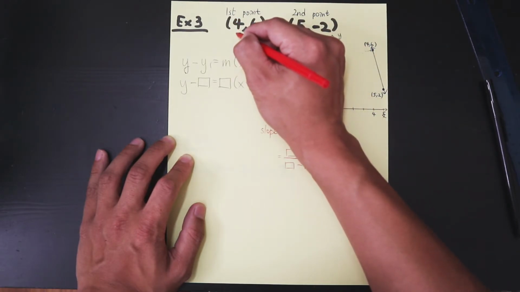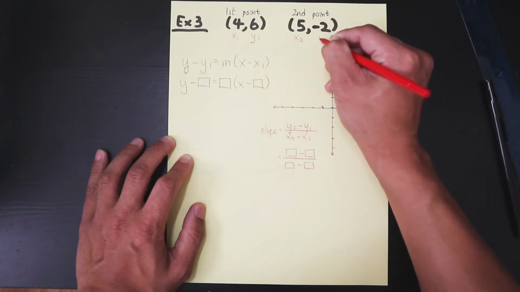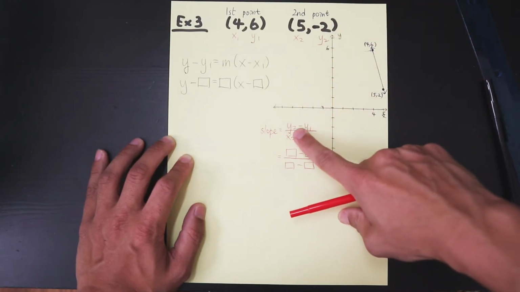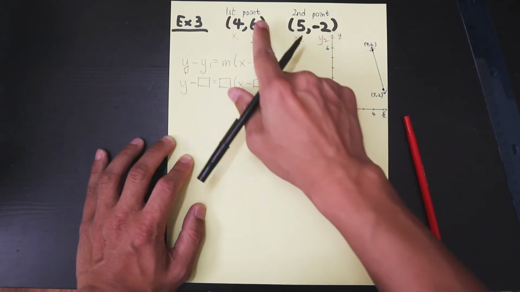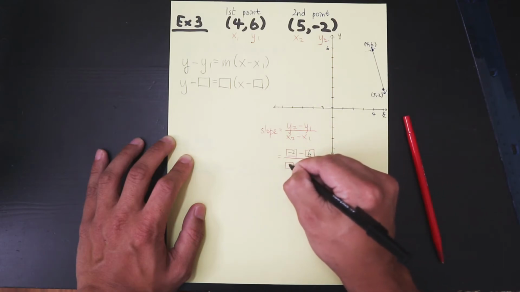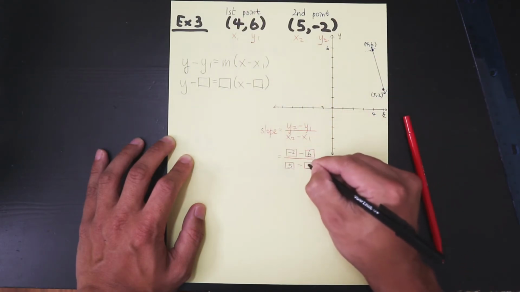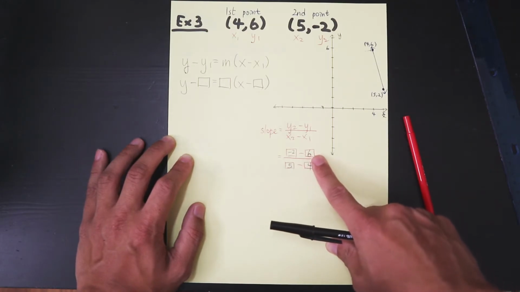So in each ordered pair, the first is x sub 1, y sub 1, and the second is x sub 2, y sub 2. For y sub 2, we're going to plug in -2. For y sub 1, we're going to plug in +6. For x sub 2, we're going to plug in +5, and for x sub 1, it's going to be +4. Then you're going to use a calculator to simplify these fractions.